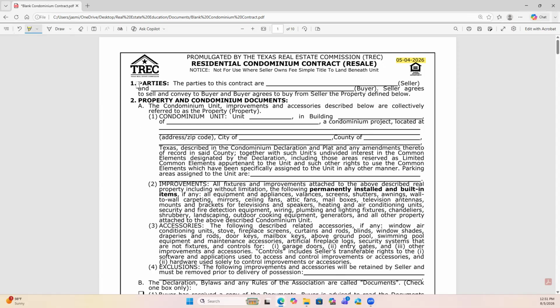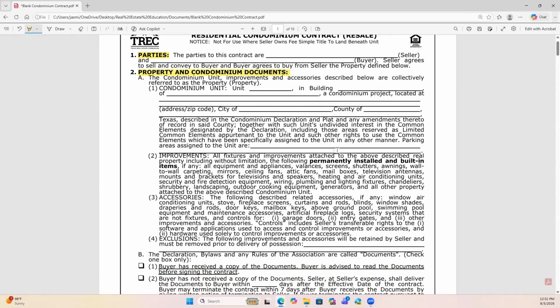Okay. All right, so we already know what happens in our parties. Who is the seller? Who is the buyer? The property in the condominium documents, this is the first place that you see things that are different. Usually in the 1 to 4 family, unimproved property, farm and ranch, and even the new home completed and incomplete construction contracts and all the other promulgated contracts, what you typically see is lots, block, and then another blank for the legal description. Condominiums do not have a lot and block. Instead, we just need to know what the unit number is. We need to know what building it is. The extra, and then the project is located at whatever the legal description of the condominium is.